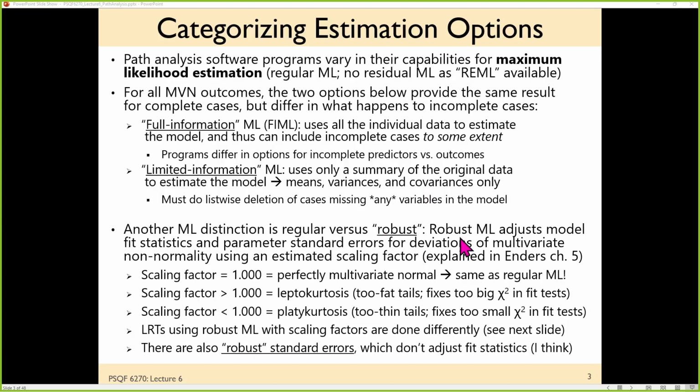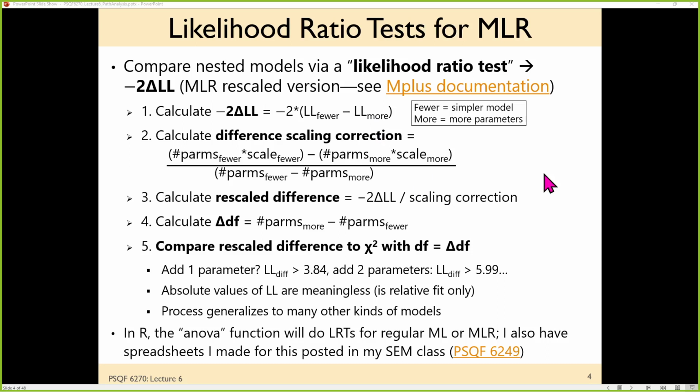To do robust maximum likelihood ratio tests, the formula is a little bit more complicated. Rather than just taking the difference in -2 log likelihood, you have to also compute the difference scaling correction, which the ingredients for it is right here. Once you have that, you can compare the difference in -2 log likelihood that's been rescaled to the chi-square distribution. I don't know that you're going to need to do this for anything for this class, but I wanted you to have this.